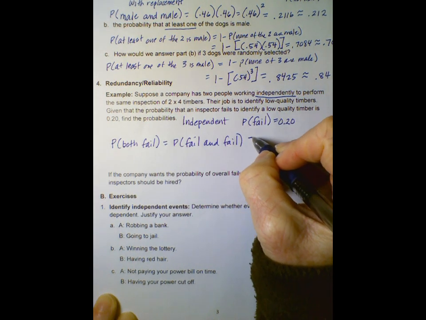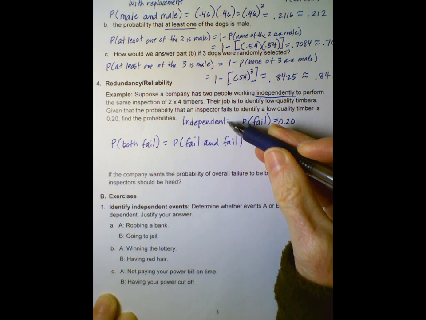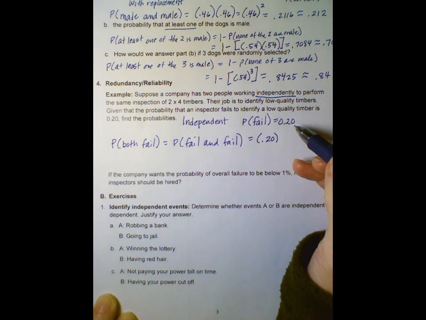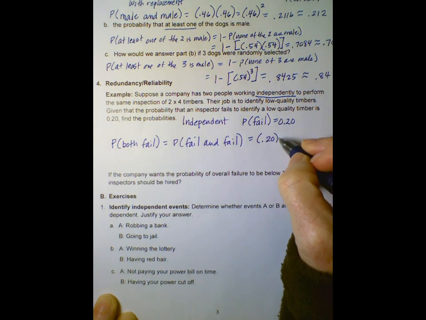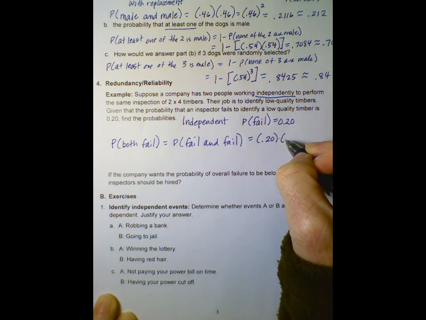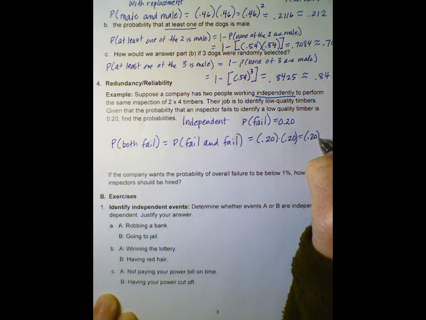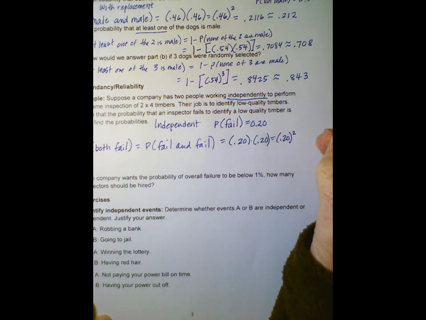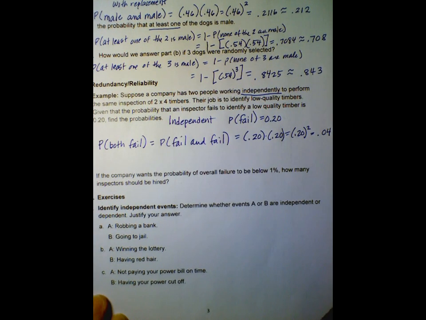And means multiply. Probability the first one fails is 0.20. This is independent, so the probability of the second person is not affected by the occurrence of the first. So multiplied by 0.20. Or we could write this as 0.20 squared, which is 0.04, which is 4% if you change that to a percent.